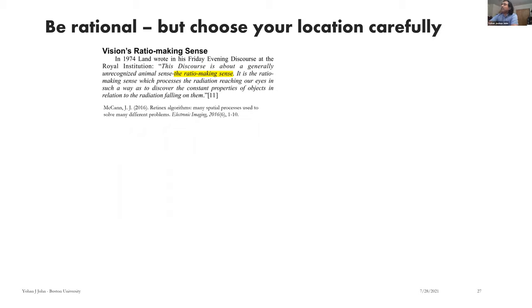So again, from that McCann paper, there's a nice quote. This discourse is about a generally unrecognized animal sense, the ratio making sense. That's great. It is the ratio making sense which processes the radiation reaching our eyes in such a way as to discover the constant properties of objects in relation to the radiation falling on them. But where do you compute the ratios? There's all kinds of places where you might want to compute ratios. And what the Retinex algorithm and Steve's more neurally inspired model does is tell you how to do this.